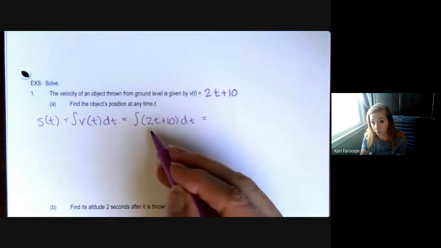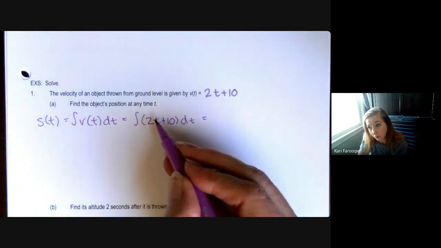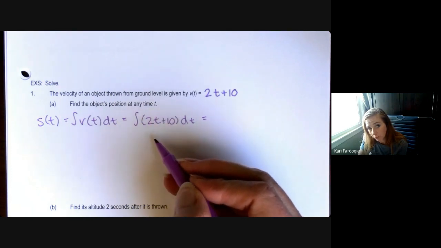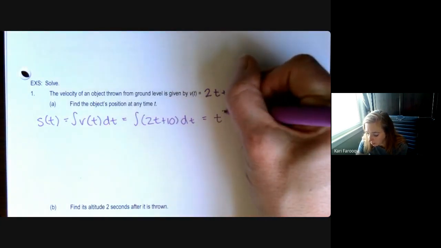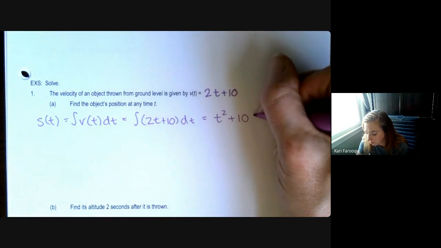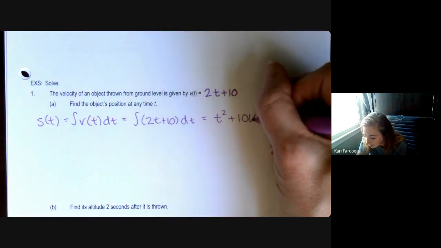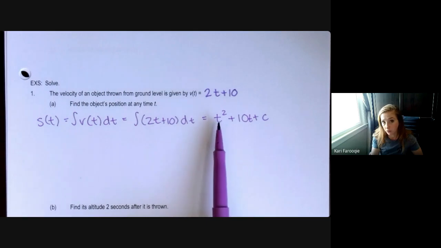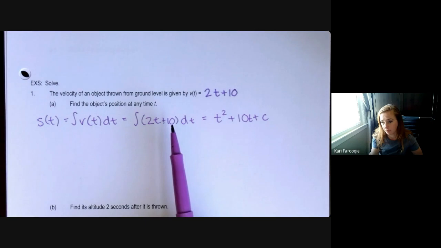Okay, so let's go ahead and integrate. When I increase the exponent by 1, I'm going to get t squared. When I divide by the new exponent, I'm dividing by 2, so the 2's cancel. So I'm going to get t squared plus 10t. Now, remember, you can always go back and check. The derivative of t squared is 2t. The derivative of 10t is 10.